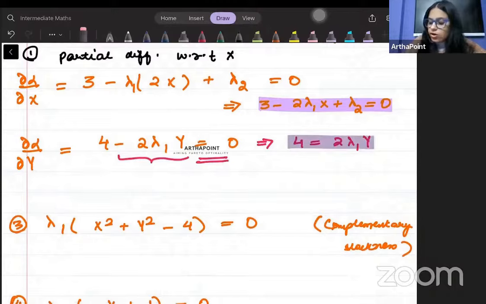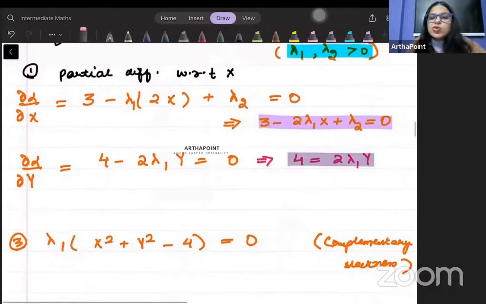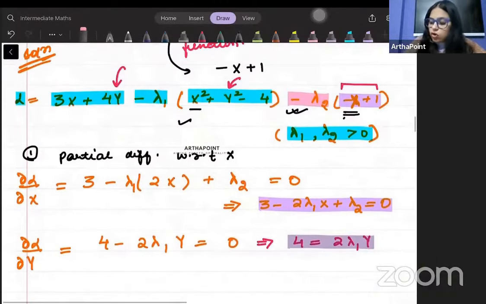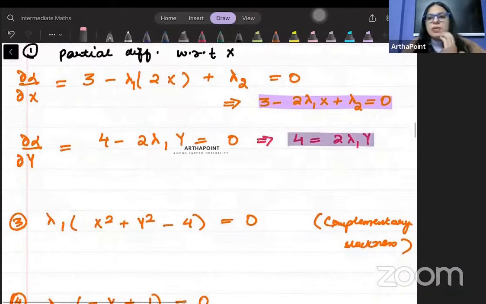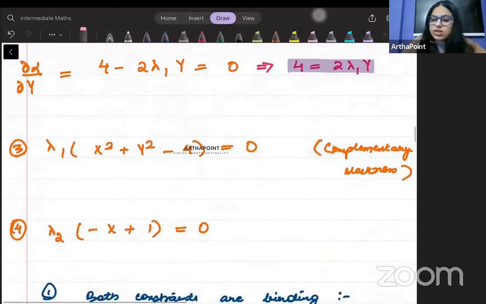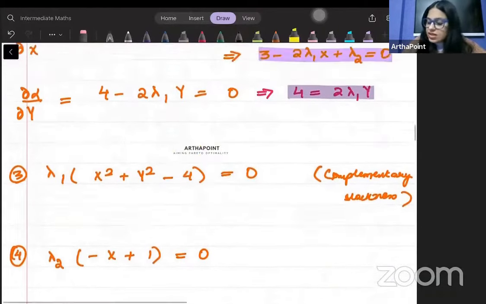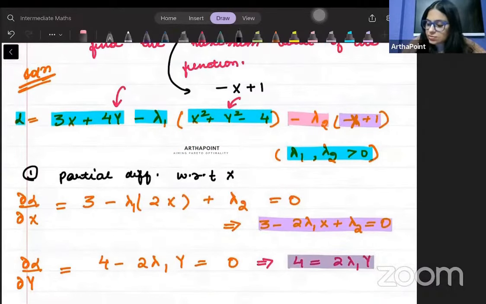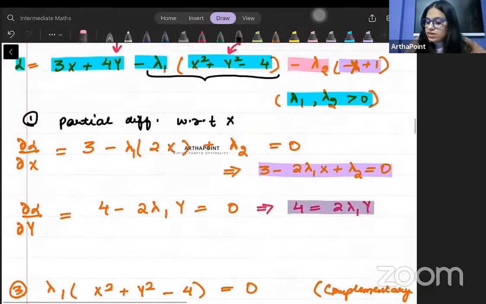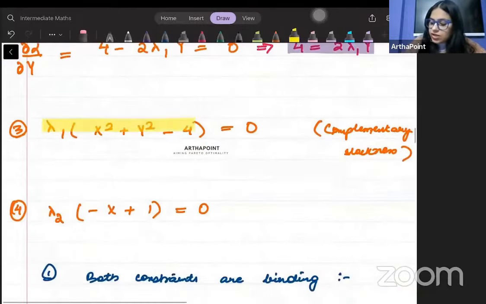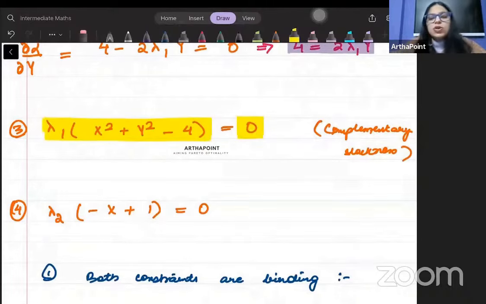After you have got the two conditions, next you have to write down the condition for complementary slackness. Without that, these questions cannot be solved. The first condition for complementary slackness is that this part, understand carefully, has to be equated to 0. So I have written lambda 1 into x square plus y square minus 4 is equal to 0.